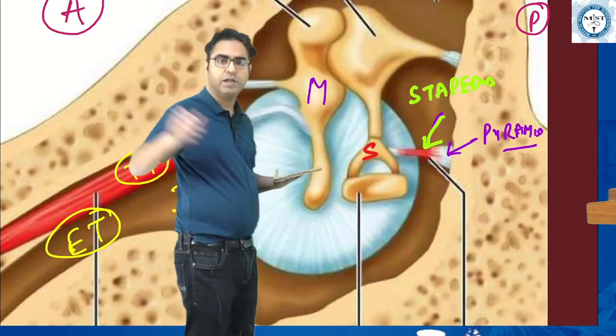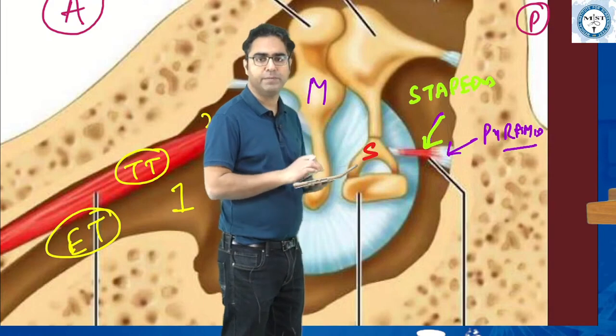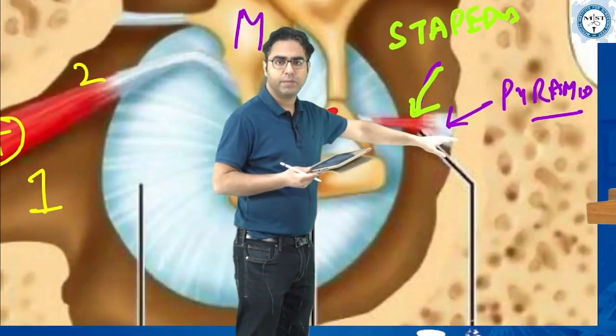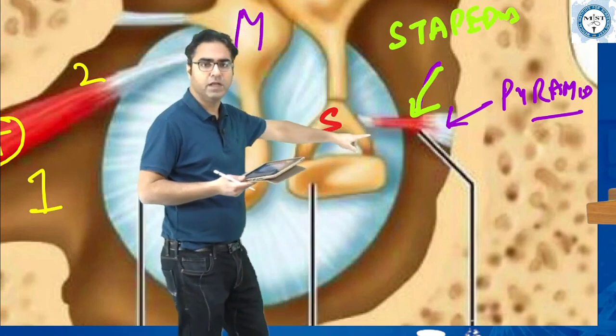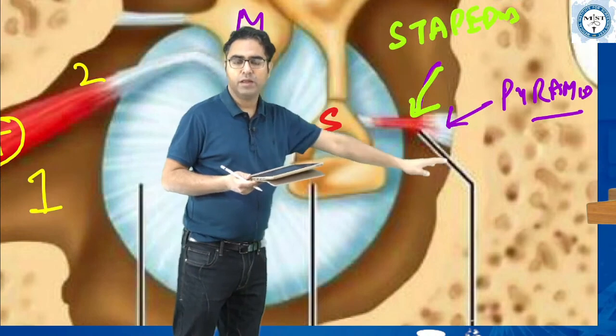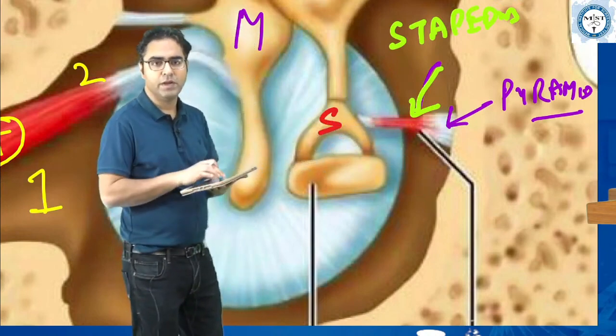Can you see, beta, the posterior wall? This is the posterior wall. The posterior wall has a projection called pyramid. Let me take you close to it, beta. From pyramid, which muscle comes out? Stapedius. Attaches to which ossicle? Stapes, beta. Now, please see on the screen, beta.